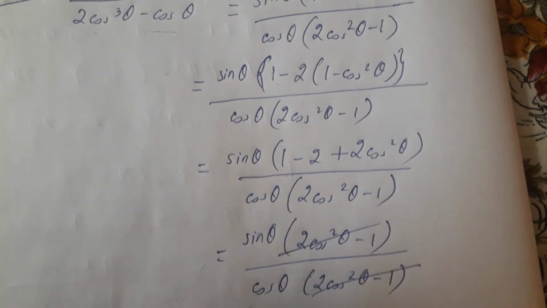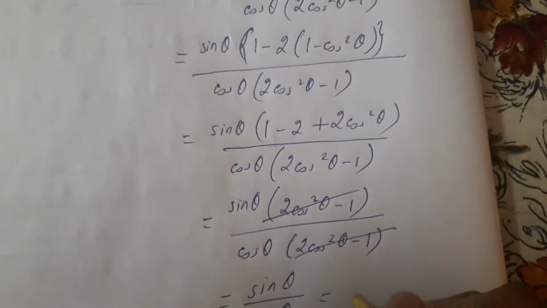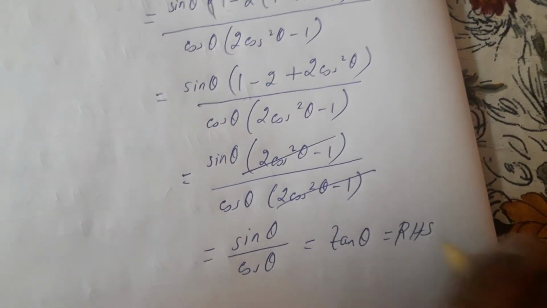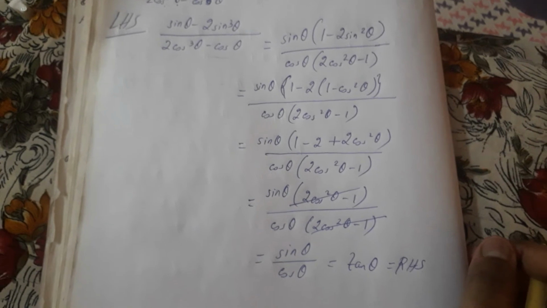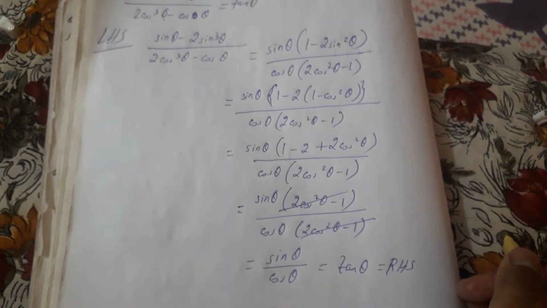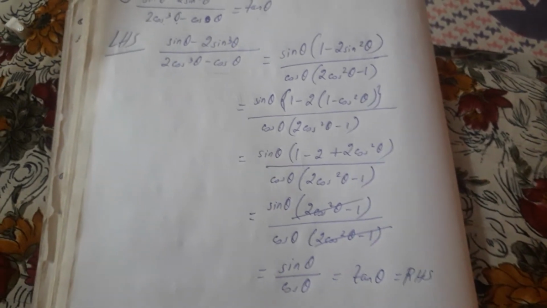This will be cancelled out and you will get sin theta divided by cos theta, which is equal to tan theta, and this will be your RHS. You have to solve in this way. Always you have to first see the RHS part, then you have to solve the LHS.